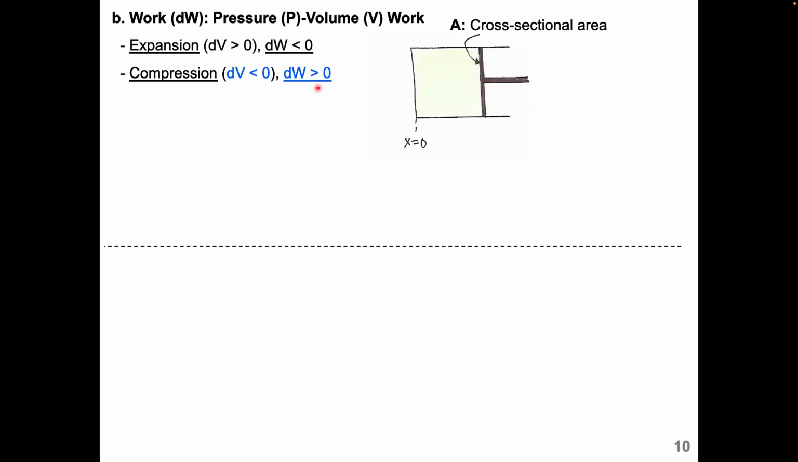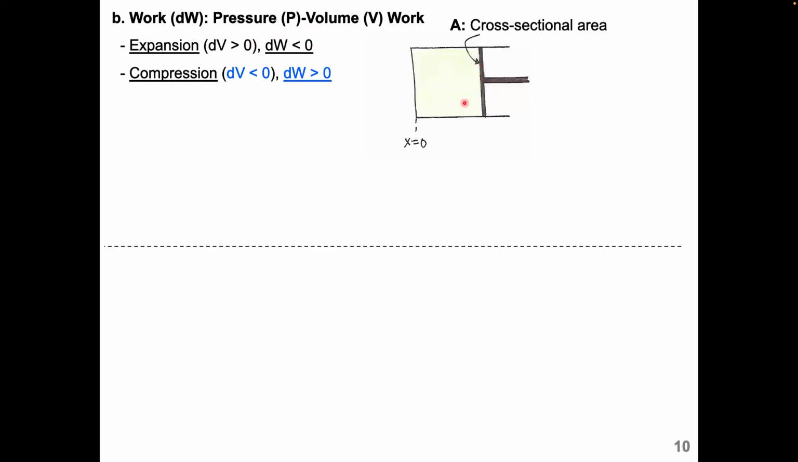Now, speaking of sign convention, if we are thinking about expansion, expansion means that dV is greater than 0, or positive, so it's expanding. The piston is moving this way. And in this particular case, we are going to assign dW to be negative.